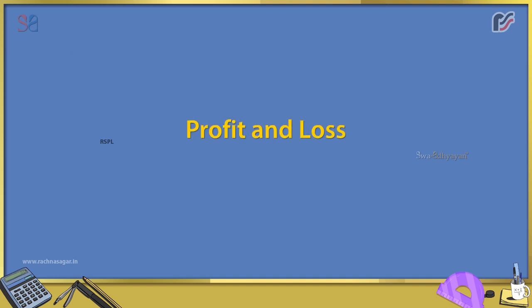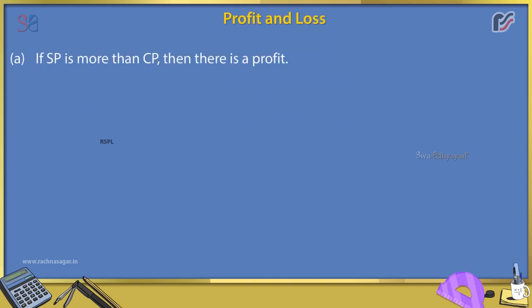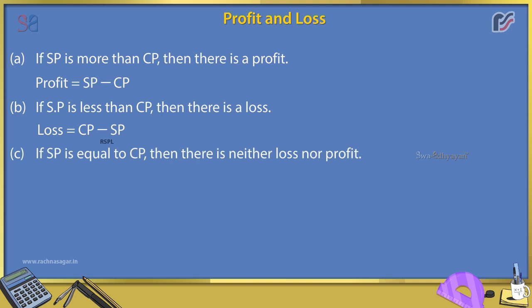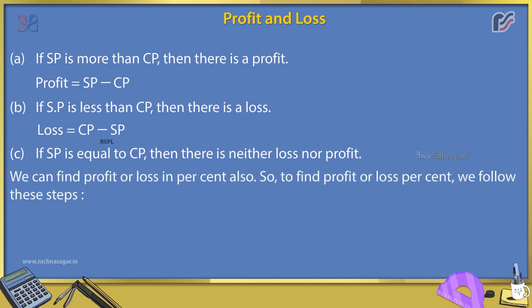Profit and loss. A. If SP is more than CP, then there is a profit. Profit is equal to SP minus CP. B. If SP is less than CP, then there is a loss. Loss is equal to CP minus SP. C. If SP is equal to CP, then there is neither loss nor profit.